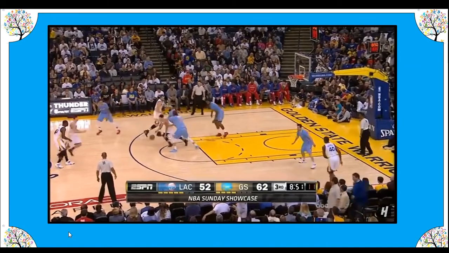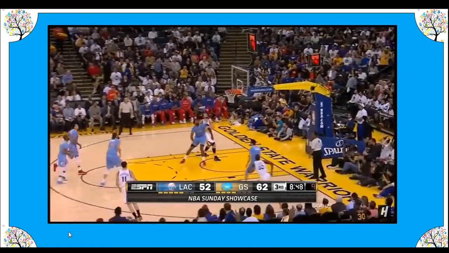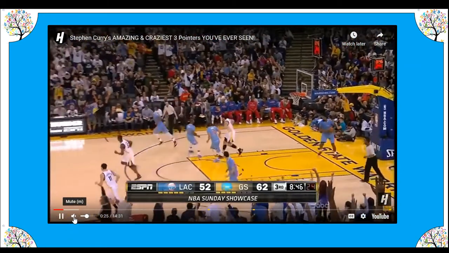Curry splits the defense behind the back. Fires a three. Oh, he puts it in.